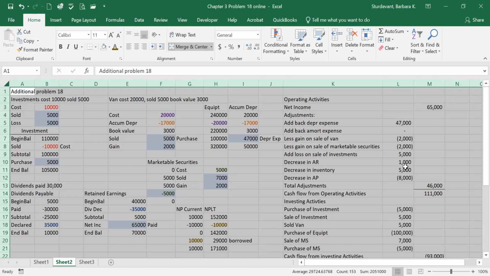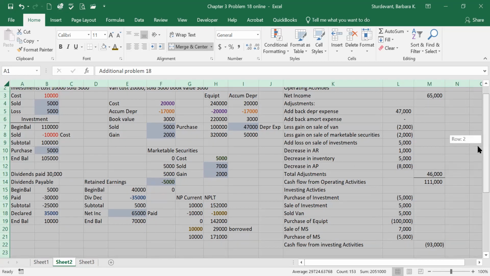Decreases in current assets are increases in cash. Decrease in a current liability is a decrease in cash. Assets, opposite. Liabilities, the same. Questions on operating activities?